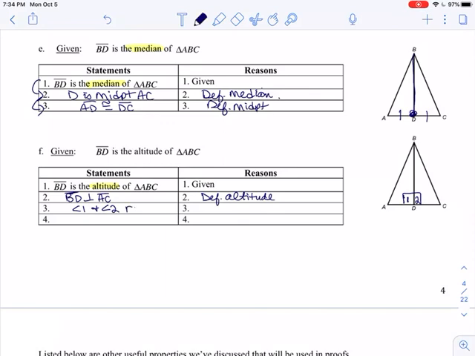Definition altitude. Now perpendicular lines make right angles. Angle 1 and angle 2 are right angles. Definition perpendicular lines. And then right angles are congruent. So you can see how this flows from step 1 to step 2 to step 3 and to step 4. So because they're both right angles, they're congruent because all right angles are congruent. Okay, so those are the important things.